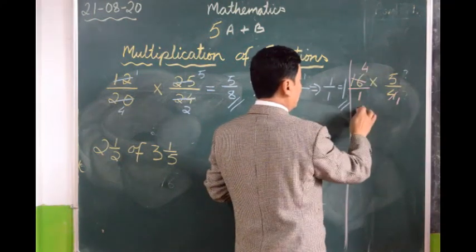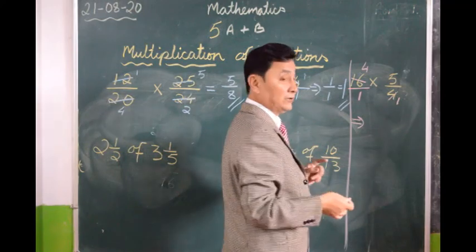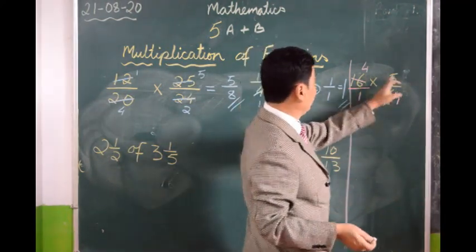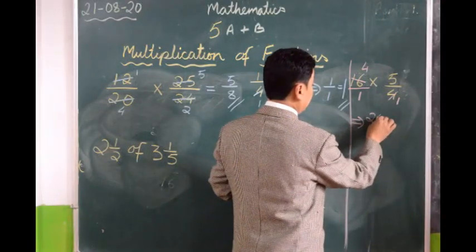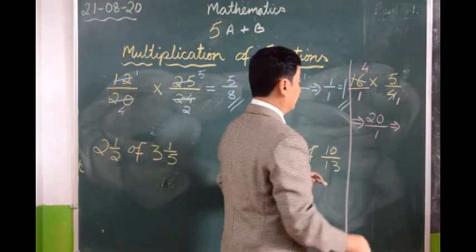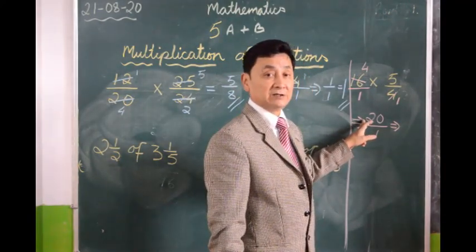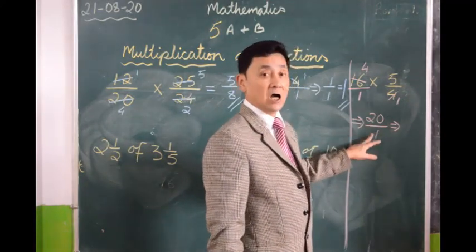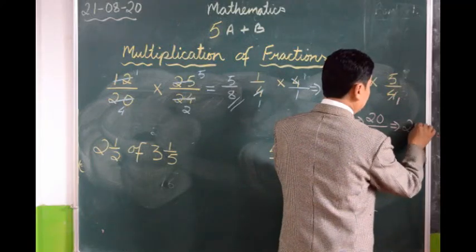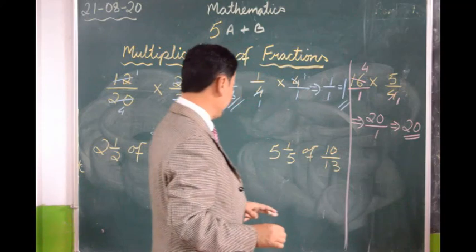Now we've got 4 upon 1 into 5 upon 1. So we don't have any more numbers to cancel, so multiply straight away. 4 5s are 20 upon 1. So, there's 20 sweets and it has to be given to one person. How many will this one person get? He will get 20 sweets itself. So, 20 upon 1 equals 20.